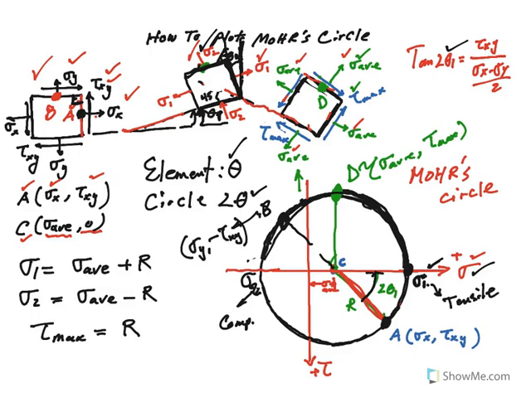All right, so remember that every angle, let's put it this way, every new plane on the element corresponds to a point on the Mohr circle. But remember that everything on the Mohr circle is double angle.